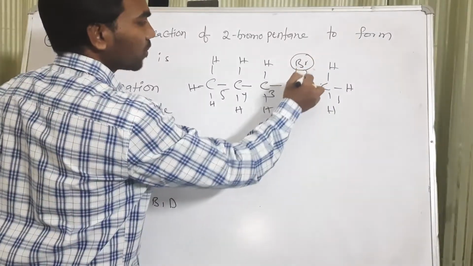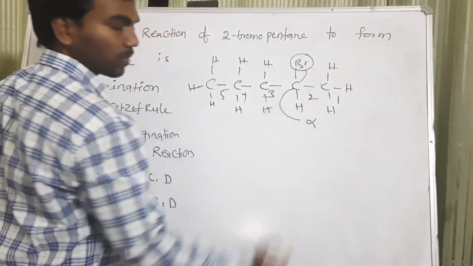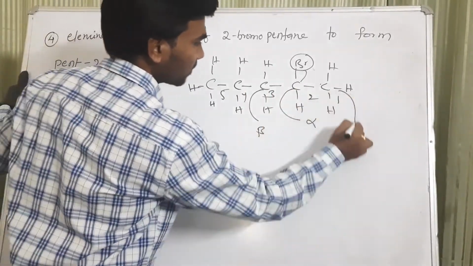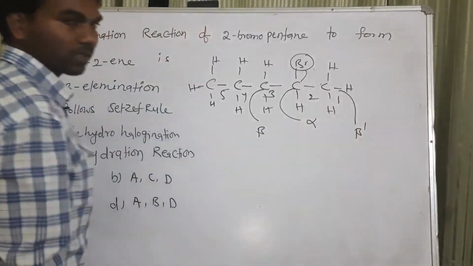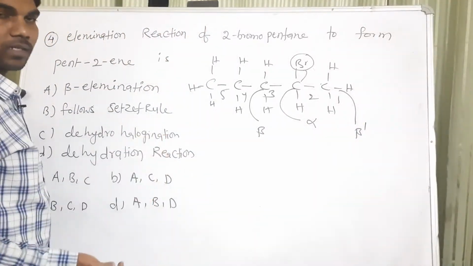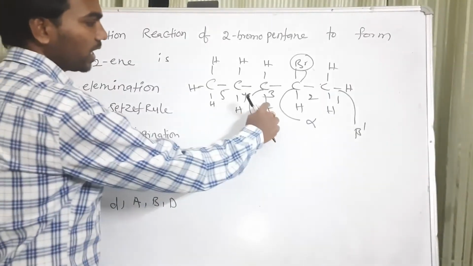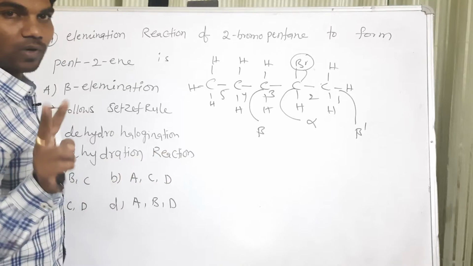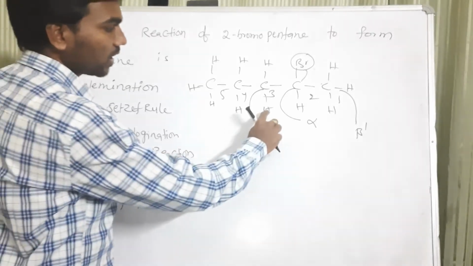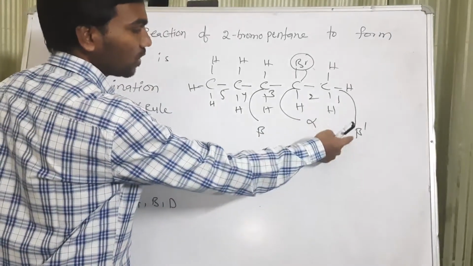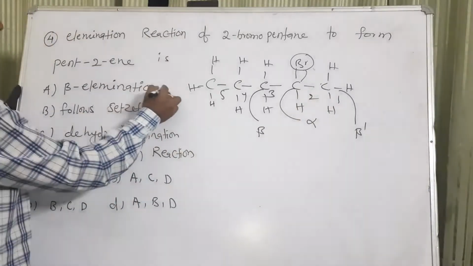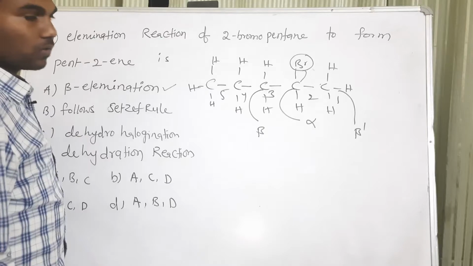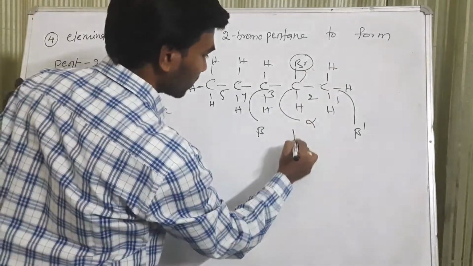The carbon to which the halogen is connected is called the alpha carbon. The carbons adjacent to the alpha carbon are called beta carbons: this one is beta and this one is beta dash. 2 beta carbons are there. When 2 beta carbons are there, after dehydrohalogenation there is a chance to form 2 products. Why? Because here 2 beta hydrogens are there, so it will participate in beta elimination, so 2 products will form.